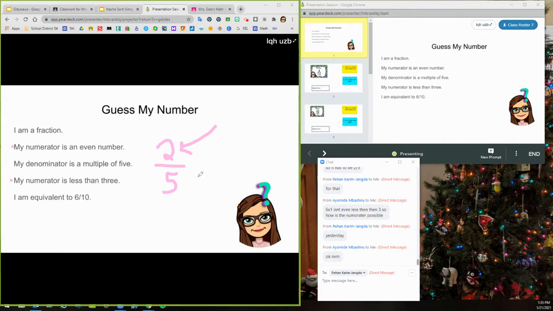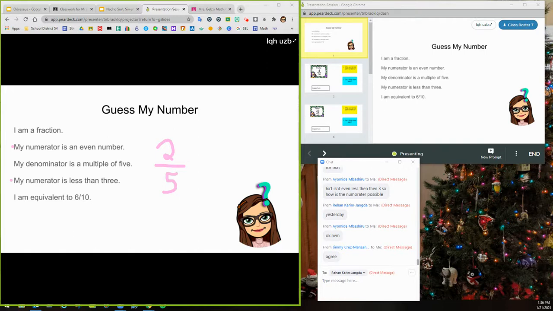What are you thinking here? Rayhan, I know you had been looking at this one for a little while. I have my answer. 2/5 is my answer. And Rayhan, can you tell us then, how do you know the denominator is 5? Anna was able to explain the numerator. Can you explain the denominator? Try turning that microphone on one more time, my friend.